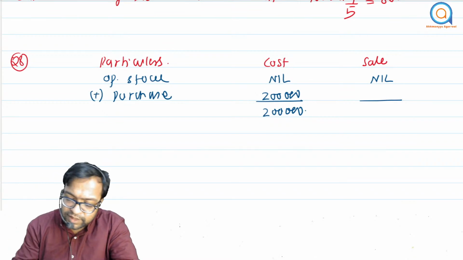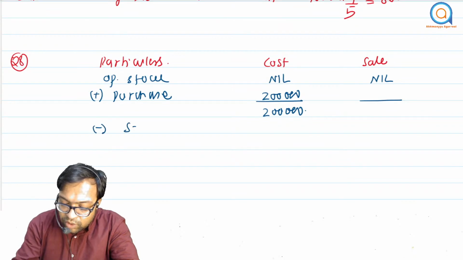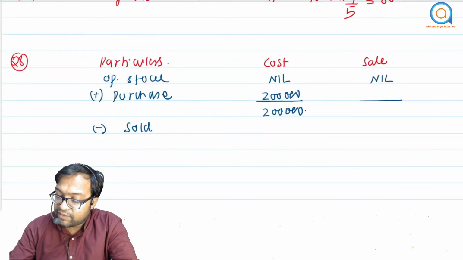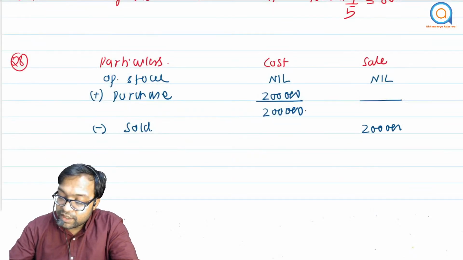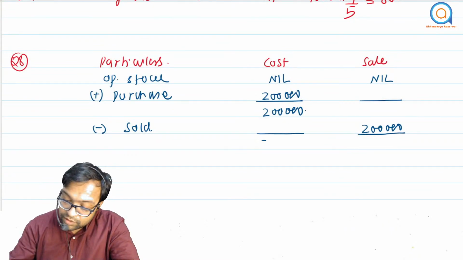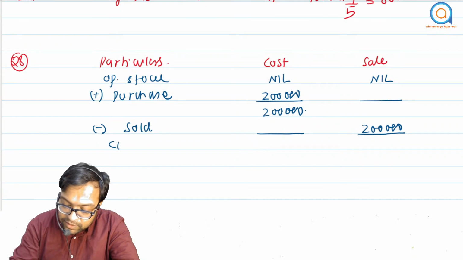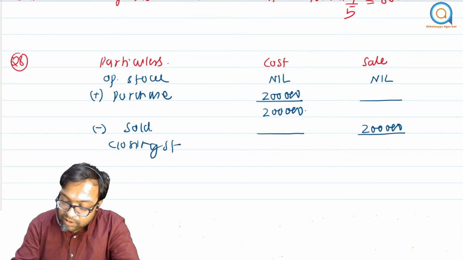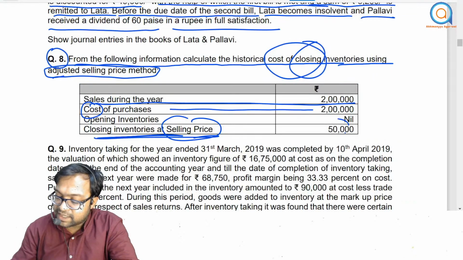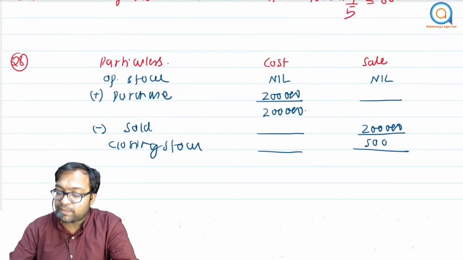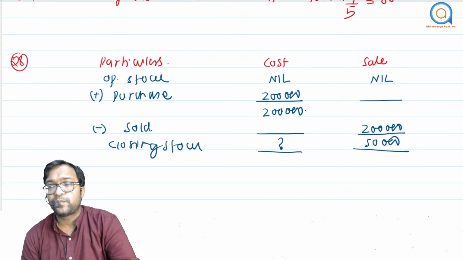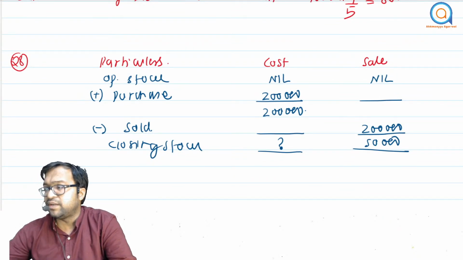But no need to write, don't worry. Out of this we have sold certain goods. Sale during the year is 2 lakh. Because it is sale, they have given the sale price. What is the cost of these goods? I don't know, I am not told. Whatever is left will be my closing stock. Now for closing stock, what are they saying? Read carefully. Closing inventory at selling price is 50,000. They are asking you to find the cost of closing stock.